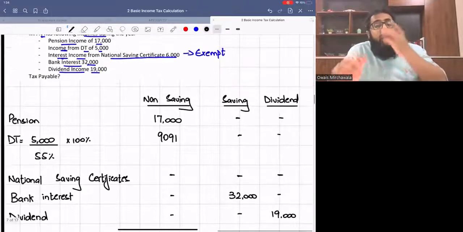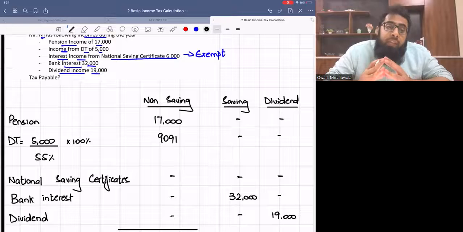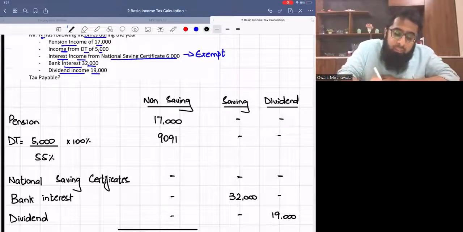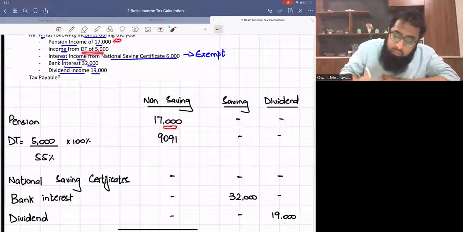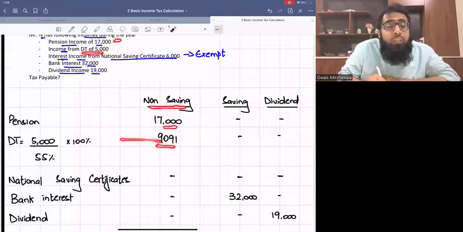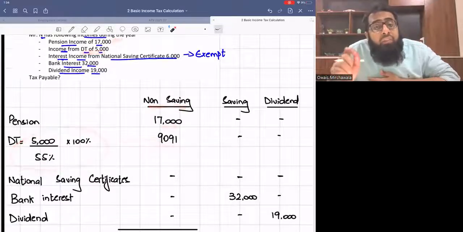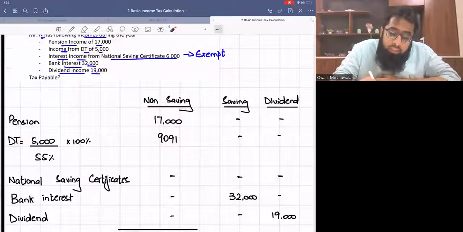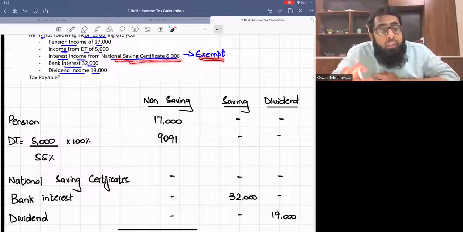So I will repeat it again. First, we have classified the incomes in the right heads. The pension income 17,000 goes in the head of non-saving. Discretionary trust goes in non-saving. In discretionary trust, there is 45% withholding, so we grossed it up using 55%. Then national savings certificate is an exempt source of income. Bank interest goes in saving income and dividend goes in the head of dividend.